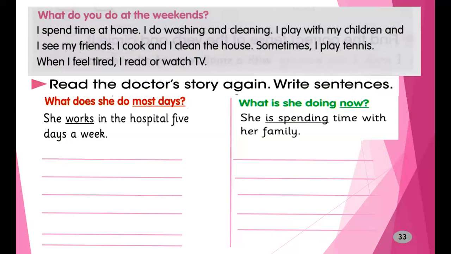So we come now to the left. On the left, we should write sentences in the present simple about the doctor's story. He gave us the first example. He said she works in the hospital 5 days a week. Notice we added s to the verb work, works, because the subject pronoun is she. We have other examples from the doctor's story.